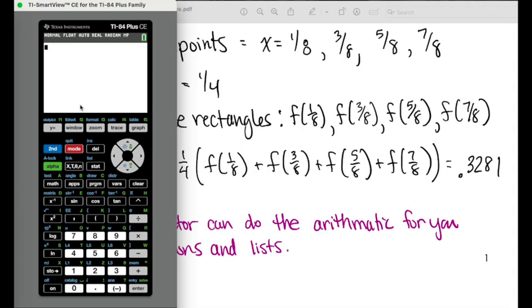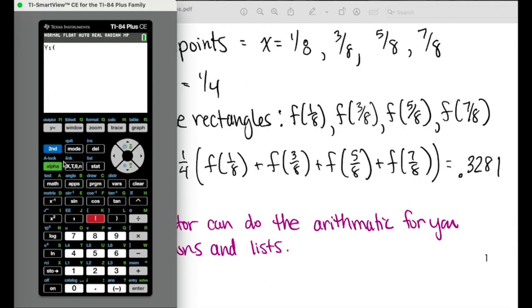Now I want the calculator to evaluate all of these midpoints all at once for the function x squared. So what I'm going to do is hit the vars button, over to y vars, choose function, and since I put my function x squared in y1, I'm going to choose y1. And just like using function notation, I'm going to tell it to do y1 of list 1. That was where we put all of our midpoint values.